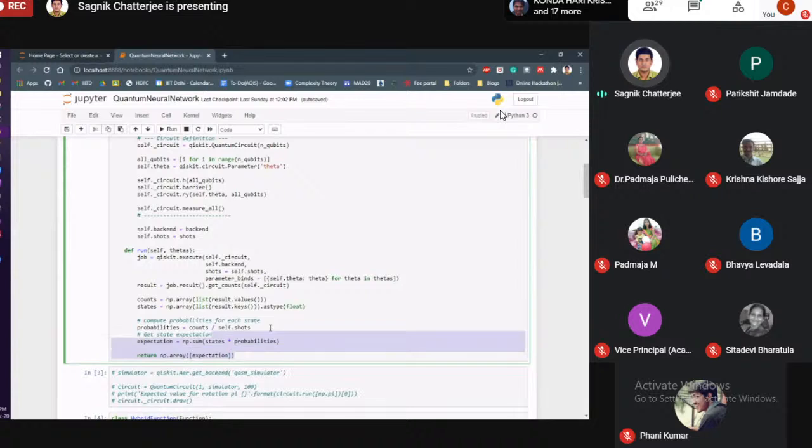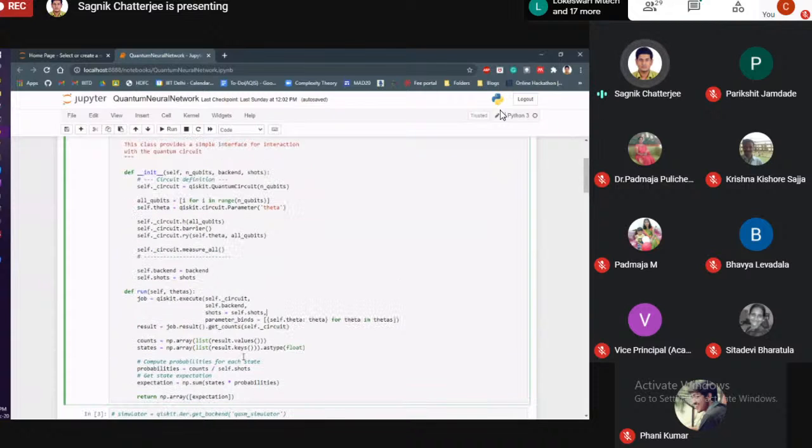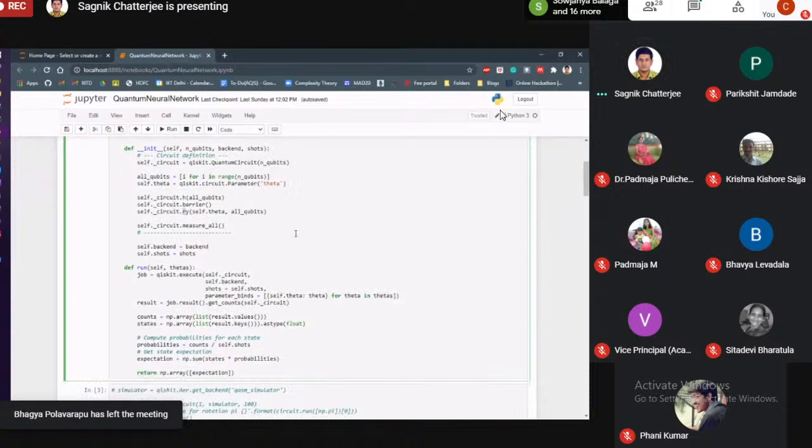In our case, when we apply this quantum circuit to the classifying layer, the outputs will be expectations of the input layers. So whatever input we give, the output will be the expected value of that input when passed via this Hadamard and the RY gate.